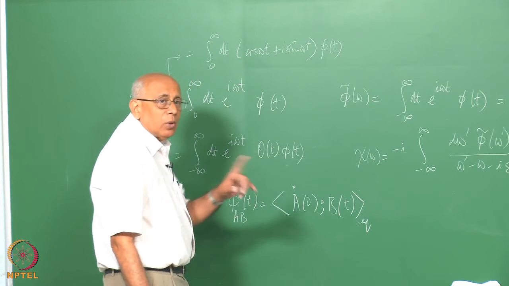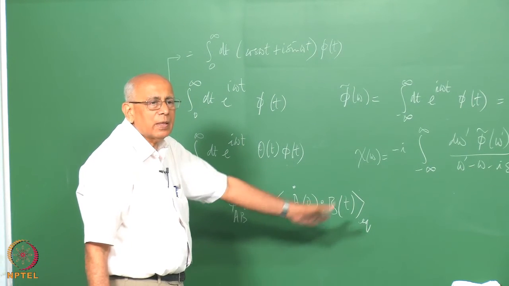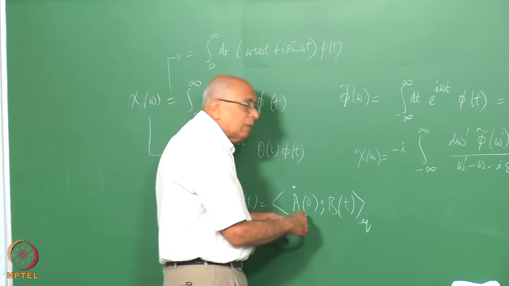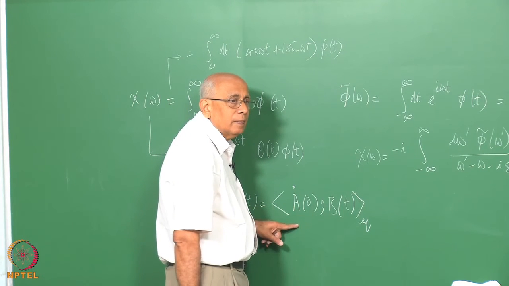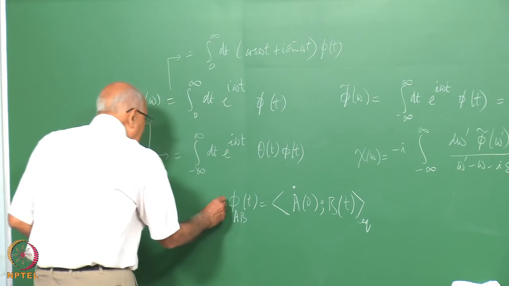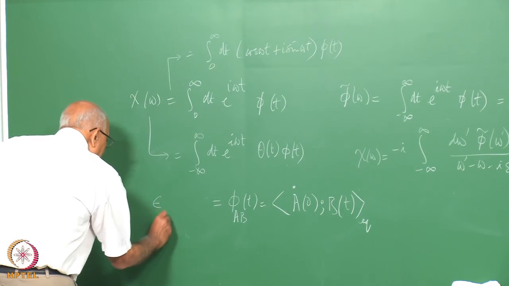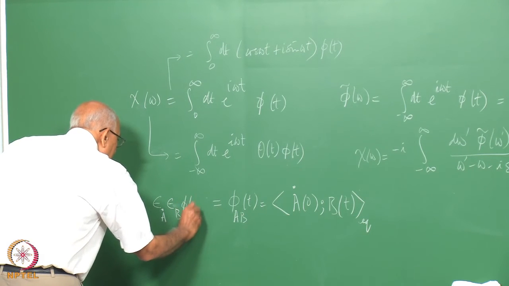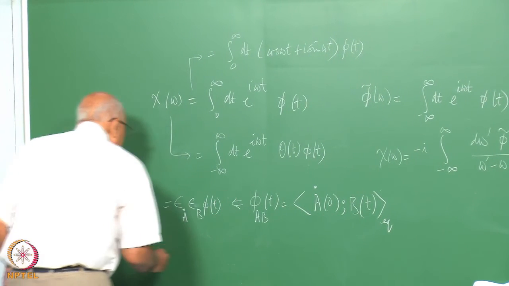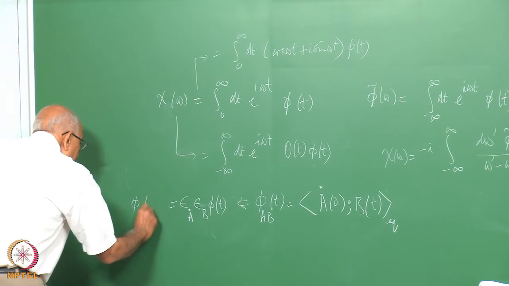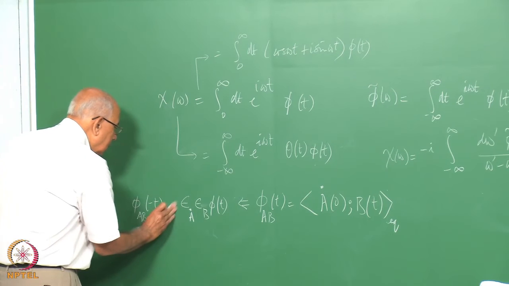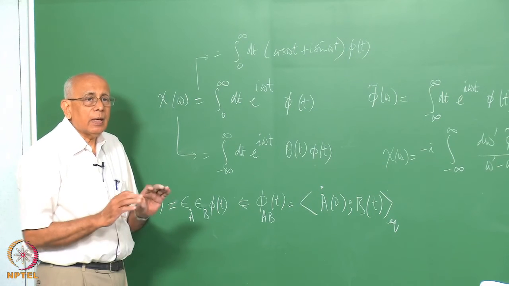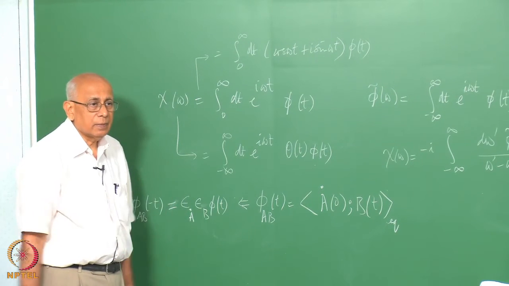So now we are ready to talk about the time reversal property. We have computed this for various cases for t positive, but now how do you find what happens for t negative? It depends on the time reversal properties of these guys. So this is equal to epsilon A dot epsilon B phi of t. This will imply that phi AB of minus t is equal to this, where epsilon A dot is either plus 1 or minus 1 depending on whether A dot is invariant under time reversal or changes sign. Ditto for this.